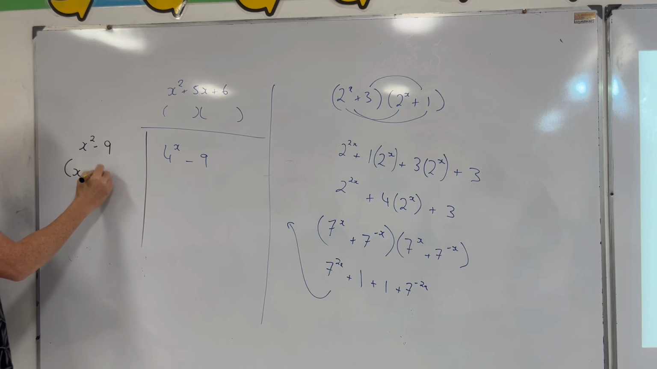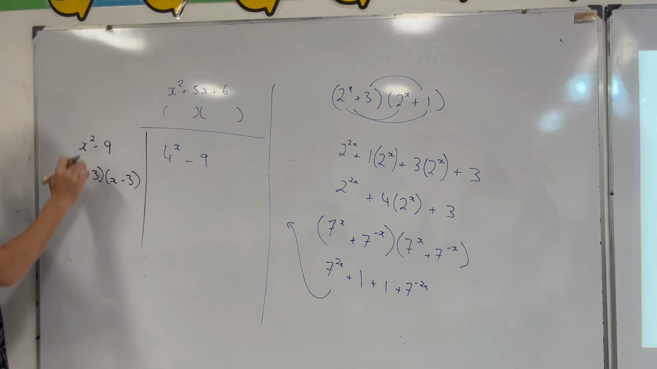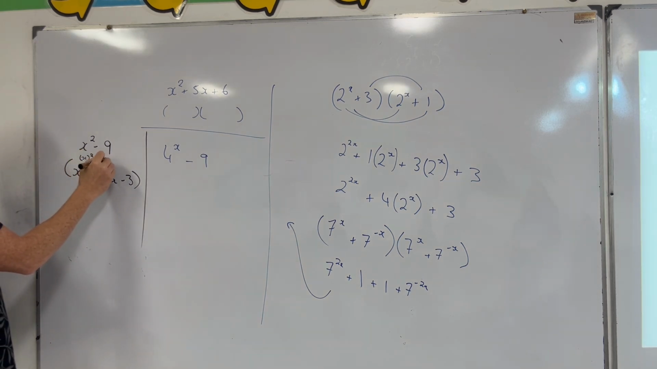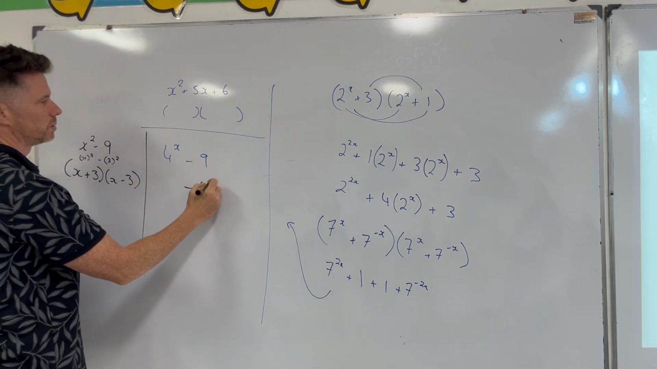x plus 3, x minus 3. The difference of two squares, isn't it? Okay, so there's no middle term. How did we get here from there? We went, okay, that's x squared minus 3 squared, the difference of two squares. So this is also the difference of two squares.